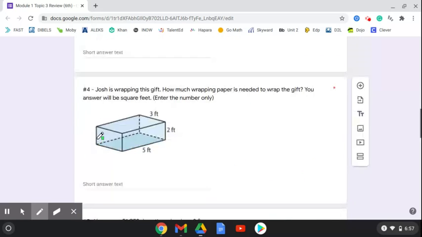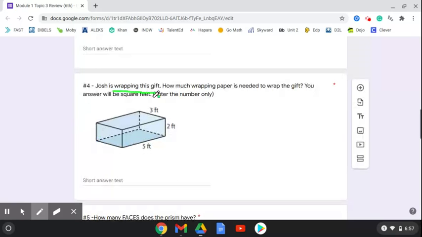Number 5 right here, Josh is wrapping a gift. If somebody's wrapping a gift, that means you want the area of the surface of the figure, or the surface area. How much wrapping paper is needed to wrap the gift? Your answer will be in square feet because you're finding the surface area.